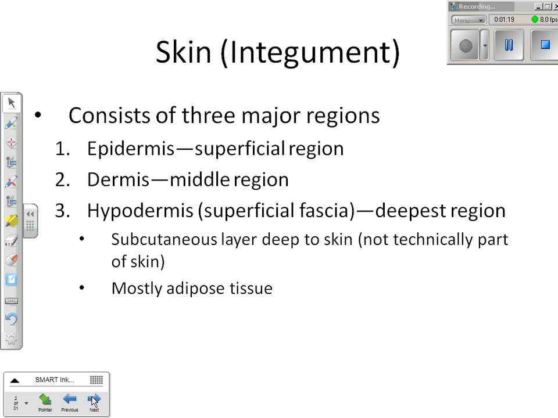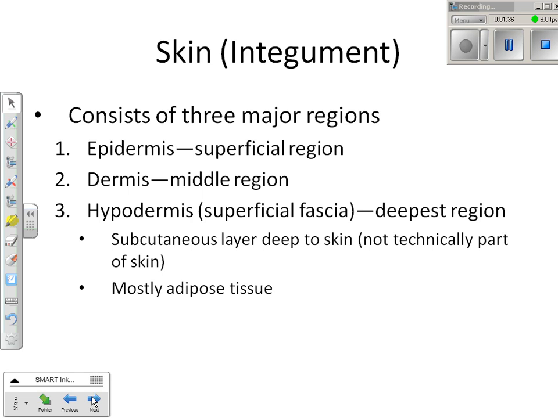This particular region, just below the skin, consists mainly of adipose tissue. So this is where you find those fat deposits that are just under the skin. So mostly adipose tissue here. If you'll remember, that's a type of connective tissue.